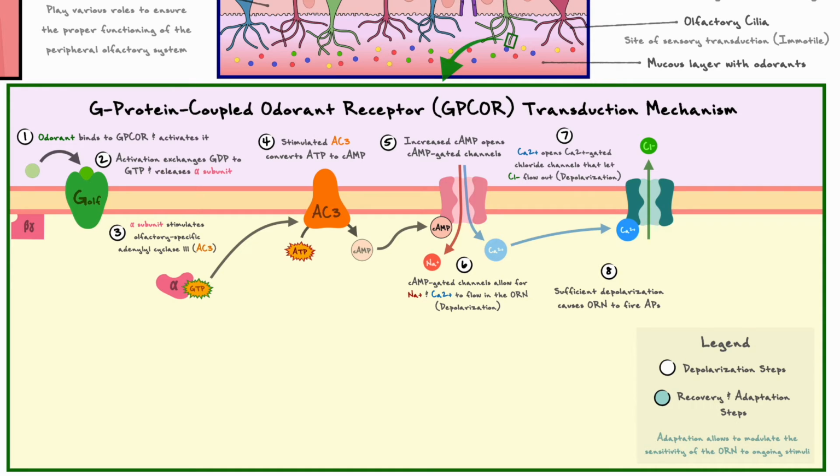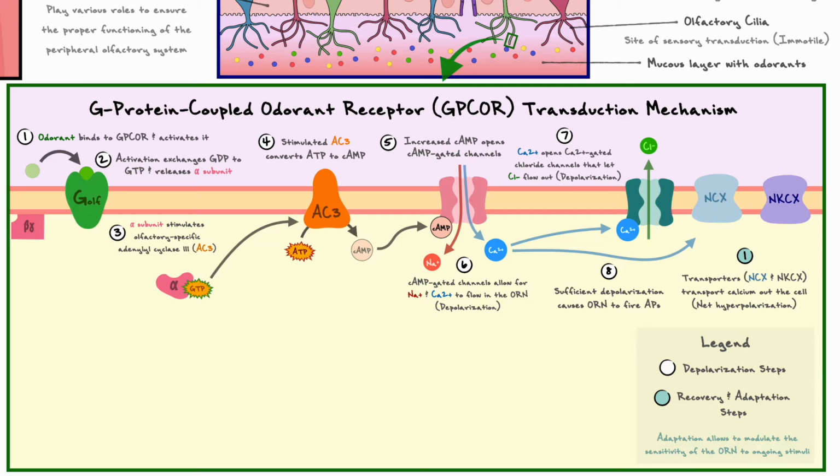I bundled the steps for adaptation and recovery together because it is still unclear which steps contribute to either recovery or adaptation. Now, the first step of recovery and adaptation is the removal of calcium at the membrane by specific transporters. There are two known transporters that can be used by ORNs, the NCX and NKCX transporters. The difference between these two is which ions are used to move calcium. The NCX uses the gradient of sodium to remove calcium, and the NKCX uses the gradient of potassium and sodium.